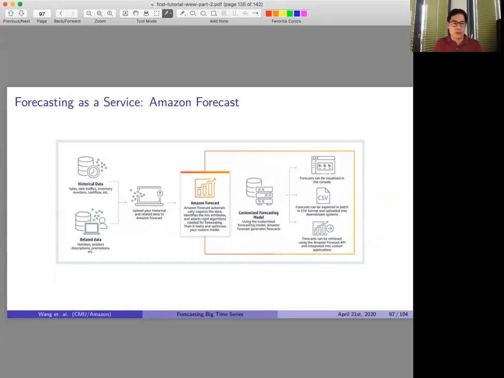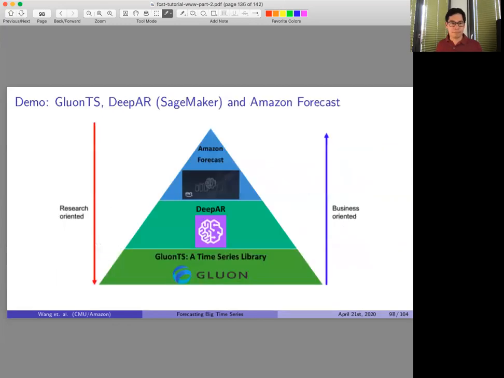Amazon Forecast really is forecasting as a service. It allows you to set up a forecasting pipeline quite rapidly, but then also to work with it and continue to customize it as you dive deeper into your problem. So we've seen this slide before. It's the summary of the AWS offering. At the ML frameworks layer, we have GluonTS, then DeepAR in SageMaker, and then finally, for business-oriented users, Amazon Forecast at the top layer.